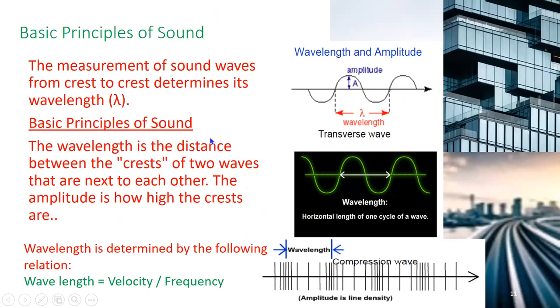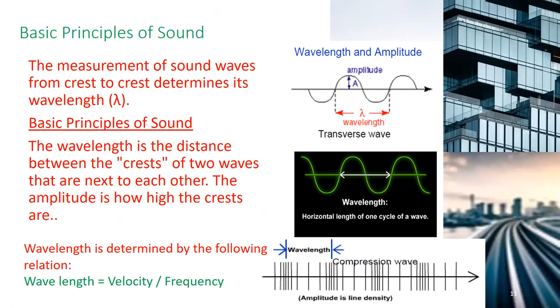Basic principles of sound. The measurement of sound waves from crest to crest determines the wavelength. That is lambda. It can be from 0 to 0, crest to crest, trough to trough, or in between to in between. All of these you can consider as lambda, but it is a standard length. The wavelength is the distance between the crests of two waves that are next to each other. The wavelength is determined by the following relationship.